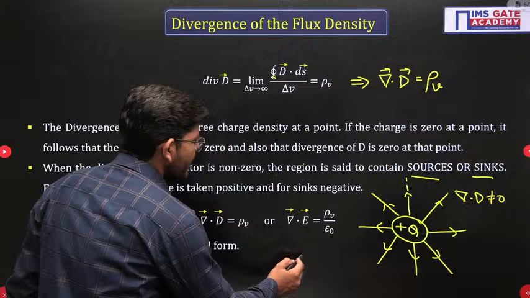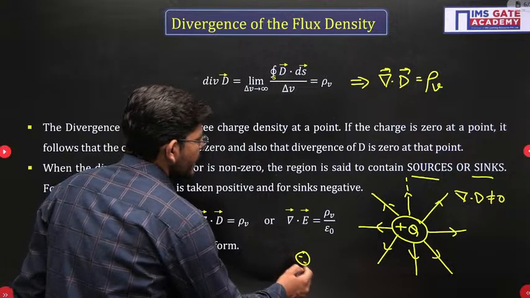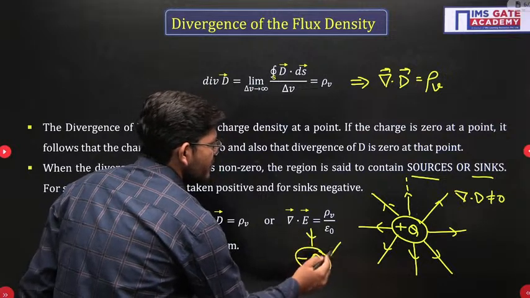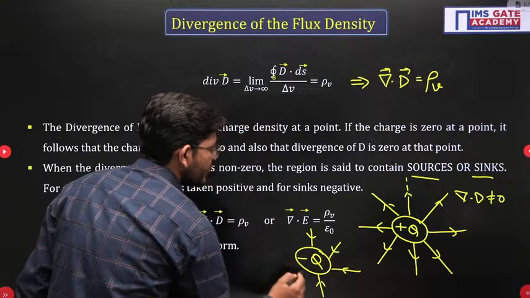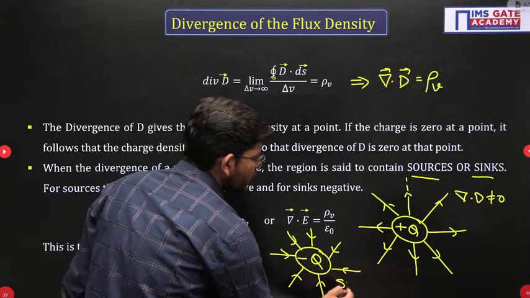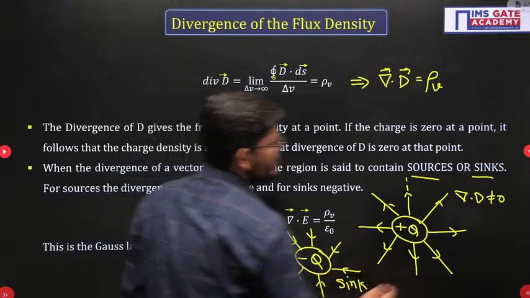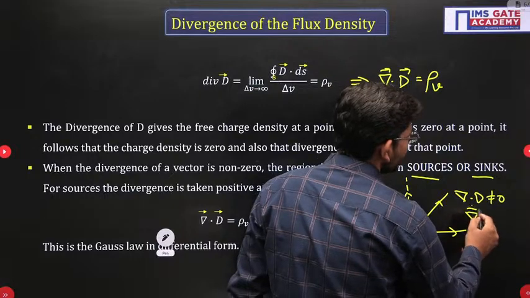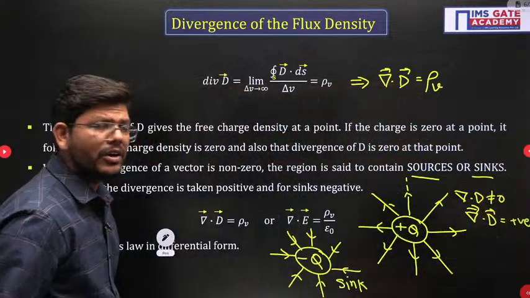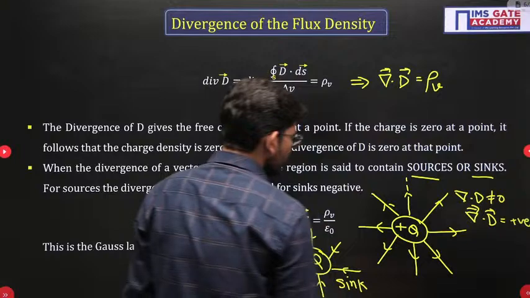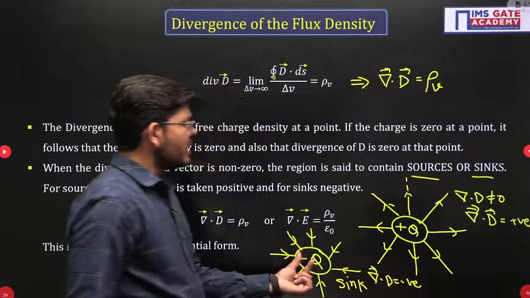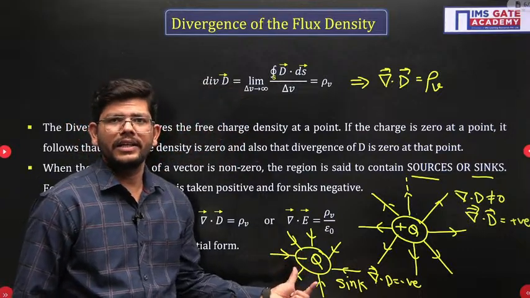Similarly, if suppose I have some negative charge, around the negative charge the flux appears to be coming towards it, so it will be acting like a sink. But the difference is that del dot D for the positive charge will give you a positive result, but here del dot D will be negative, because the point source is acting as a sink, isn't it?